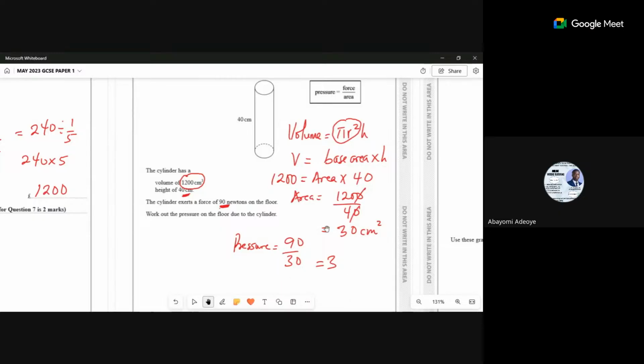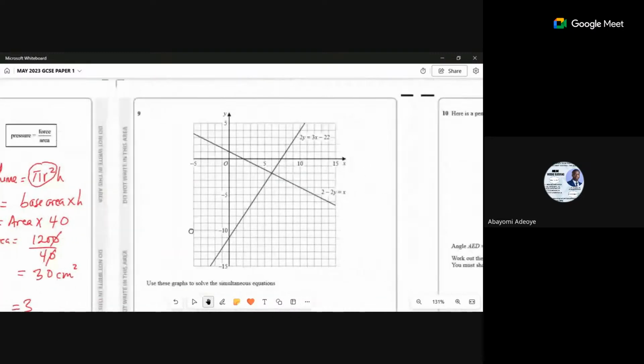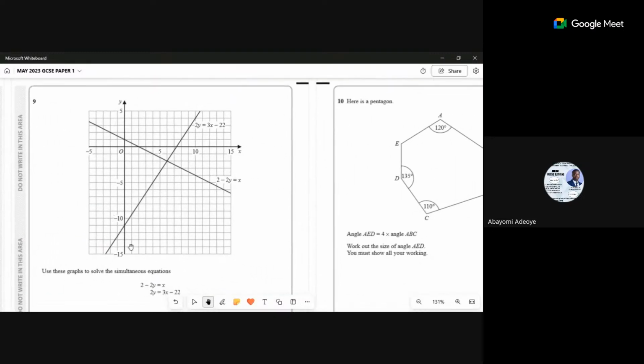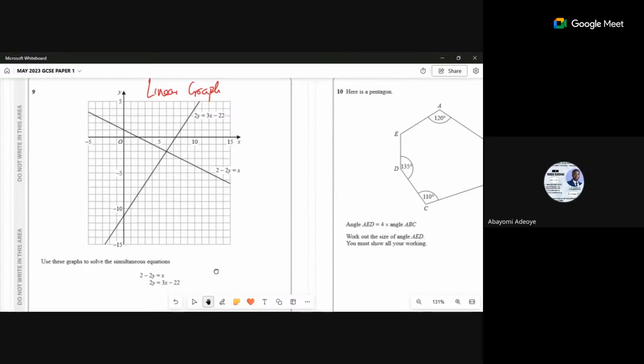Question number 9. So what kind of graph is this? I know what it is, but I can't remember what it's called. Is it called a linear simultaneous graph or a linear graph? So it's called a linear graph. You have 2 straight lines, this and this. Exactly.